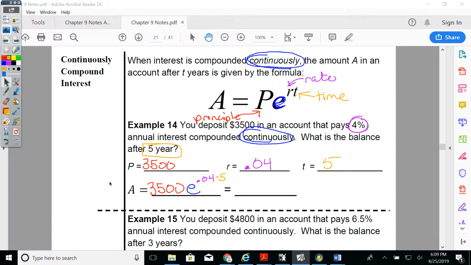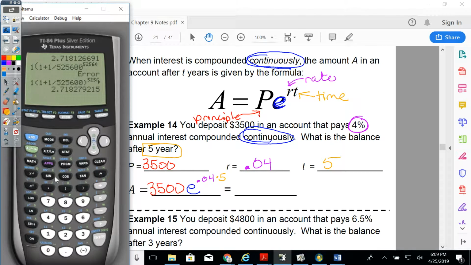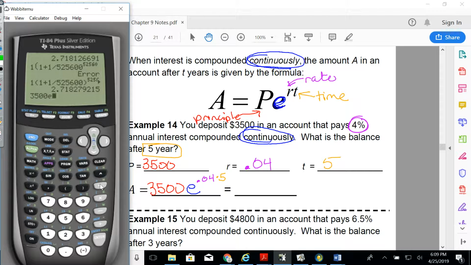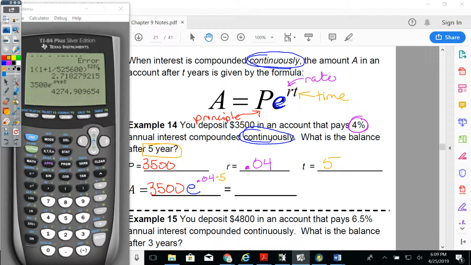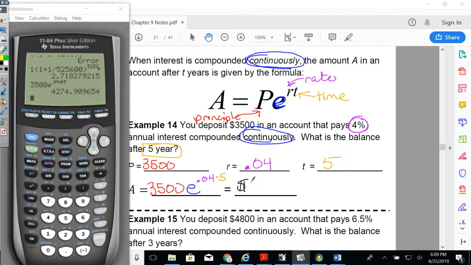So now we can just type all that in at once. And you could do the minutely one, but why type all that in when you can just do E? So 3,500. Second divide is the E button. And then for the exponent, you put 0.04 times 5. And we get that the balance would be $4,274.91 if we were to round it to the nearest cent.